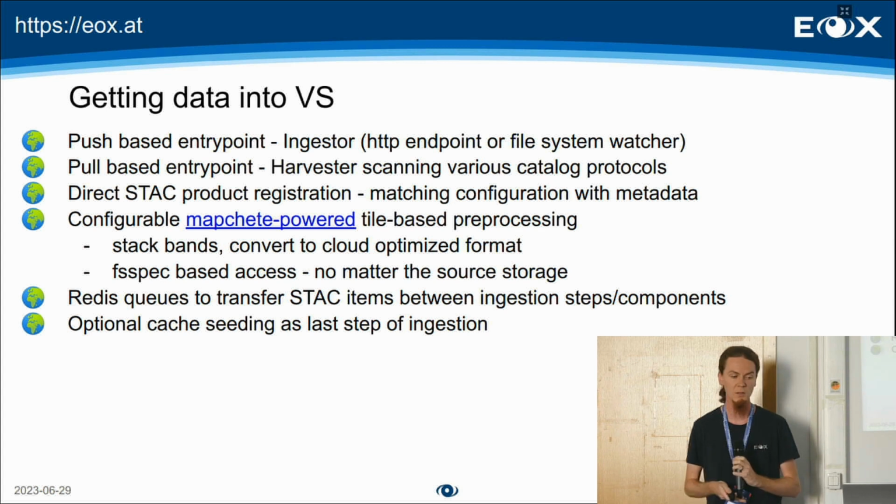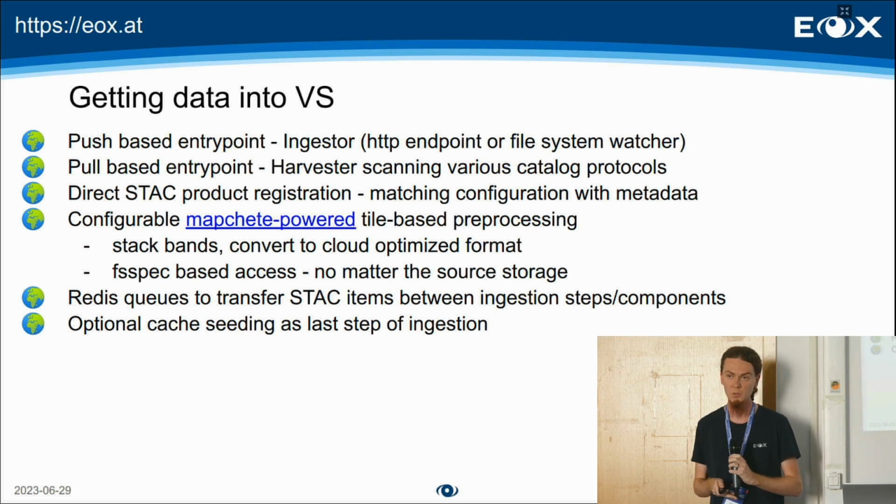We also have basically these two ways. The ingester has an HTTP endpoint that you can push your item definitions to, or it has a file system watcher which will simply trigger itself automatically whenever a new product appears, or whenever some reference about the product appears. Harvester has multiple endpoint definitions that it understands. We have used it for OpenSearch, STAC API, OAuth, and for example, SSH access to a file system to get, again, products to get into the system.